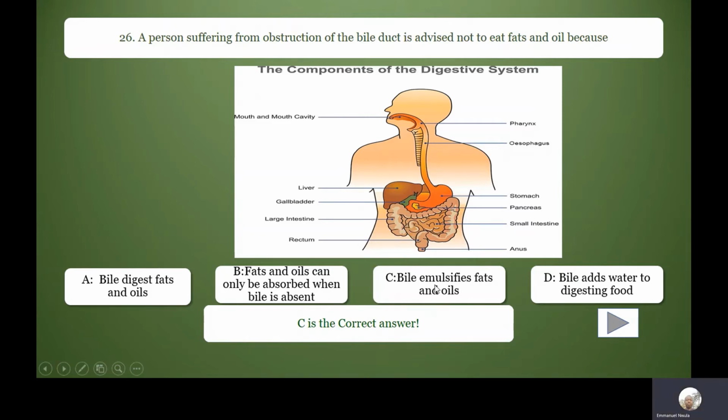to break down the fat and oil into smaller droplets, what we call emulsification of fats. It means breaking fats into smaller droplets. And what does that is bile. But if bile is being blocked from flowing into the gallbladder, that person will be asked to keep away from fats and oil. So the answer here is C.